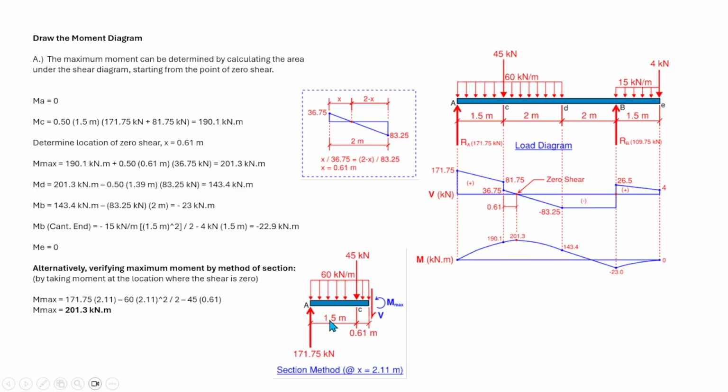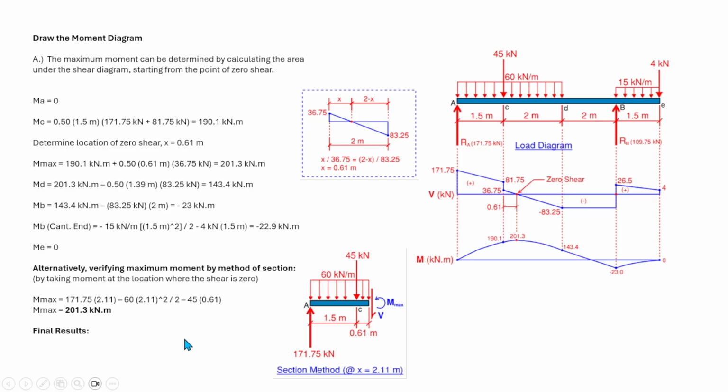So you have two options. Which one is more comfortable for you to calculate the maximum moment? But if you are just after the maximum moment, once you determine the location of zero shear, you can sum up directly using the section method, and you don't need to draw the rest of the shear diagram and the moment diagram, to save your time.